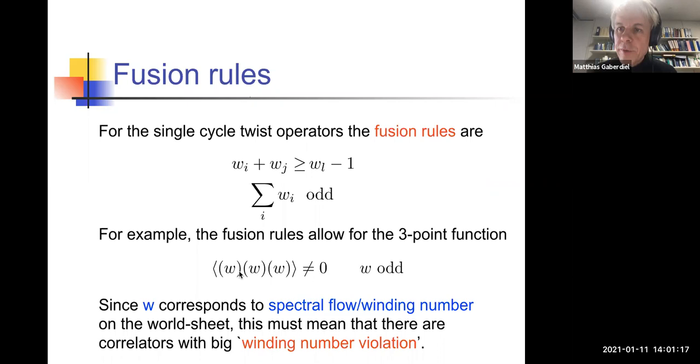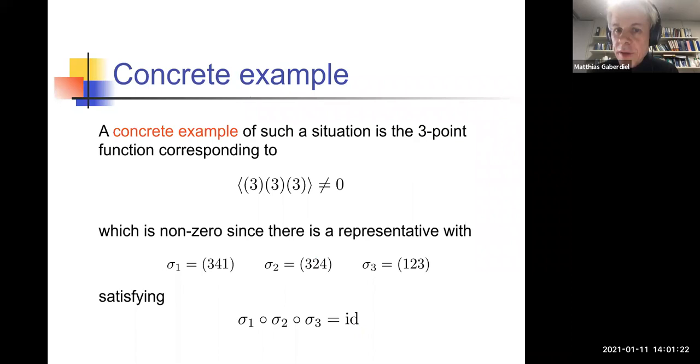Now, just to illustrate how this goes, the simplest example is to look at a three-point function of three twist-three operators. And this is non-zero because, as you know, what you have to do is find a representative for each of these three-cycle twisted sectors so that the product of the group elements multiplies to the identity.